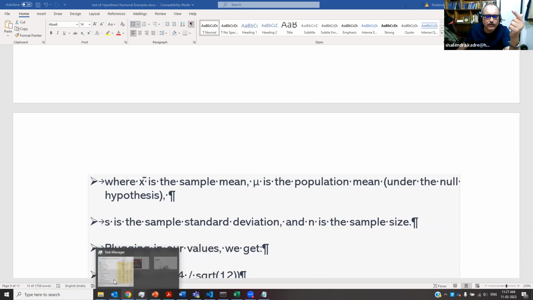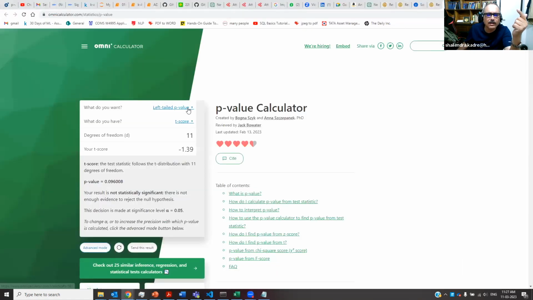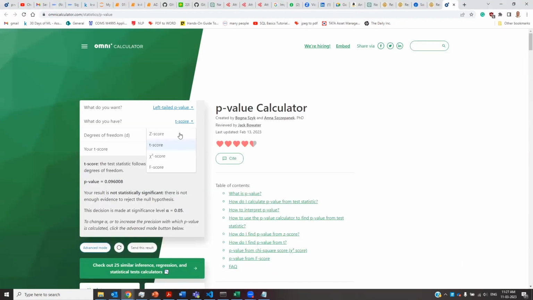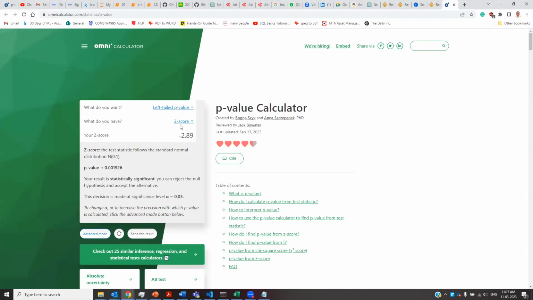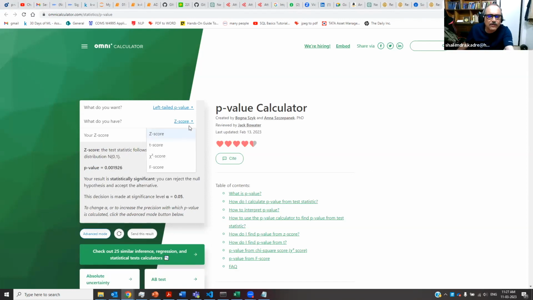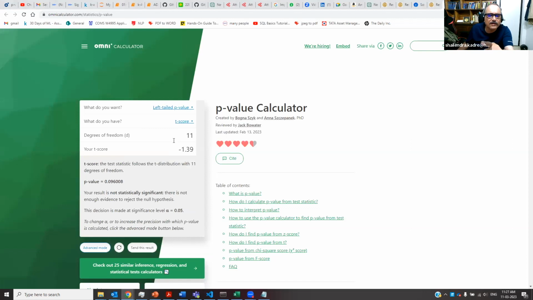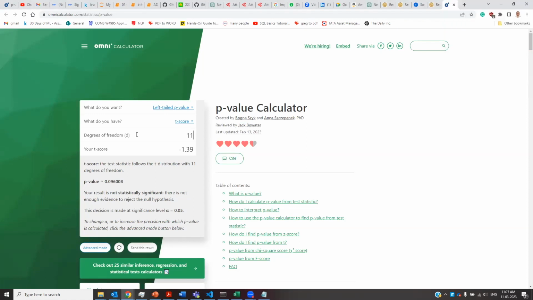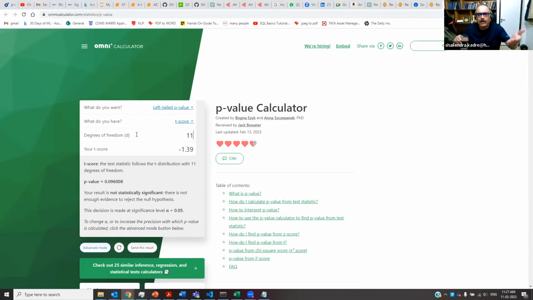The only difference is that you have to select either the Z score or the T score. If the sample is more than 30, you select the Z score. If the sample is less than 30, you select the T score. And if you select the T score, it will automatically ask for degrees of freedom. Degrees of freedom is nothing but n minus 1. How much is n here, guys? N is your sample size, 12. So 12 minus 1, 11 you have to put.